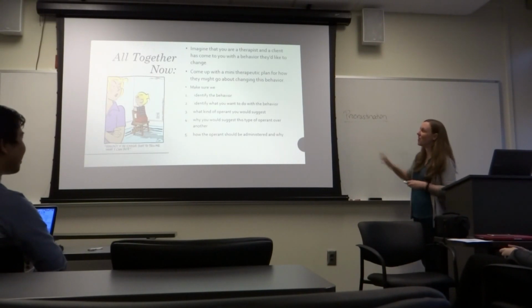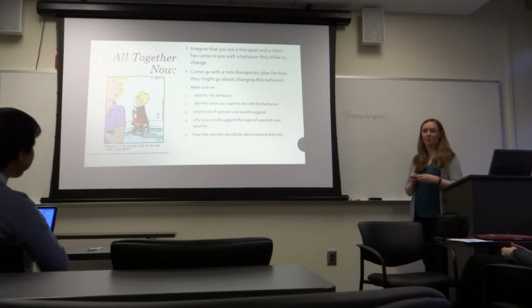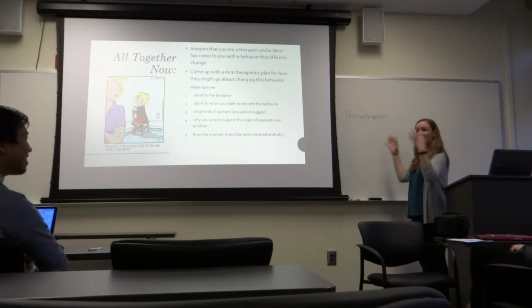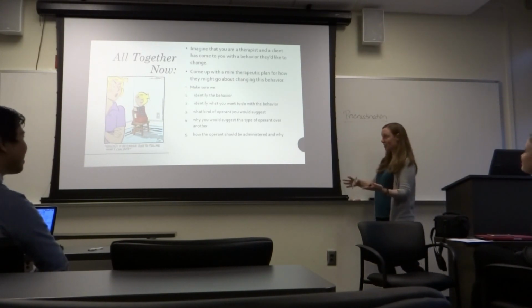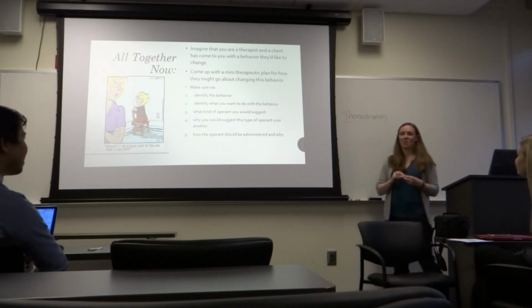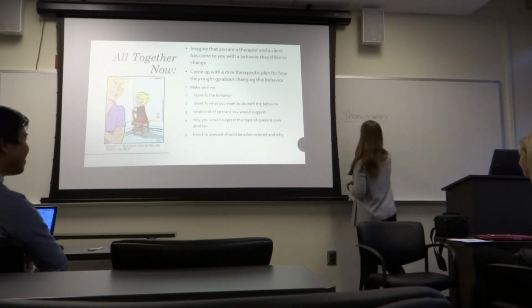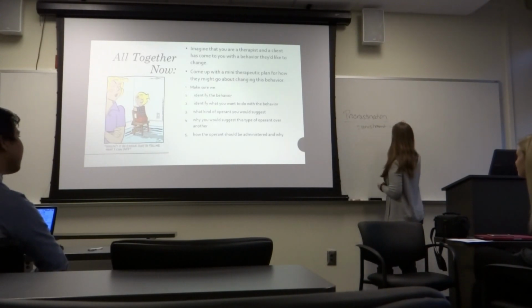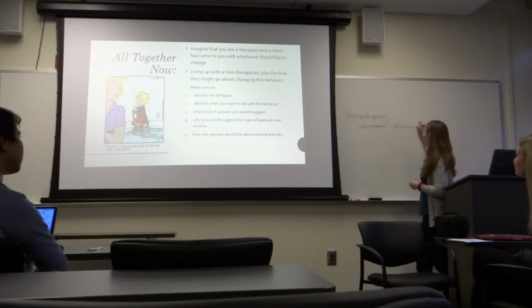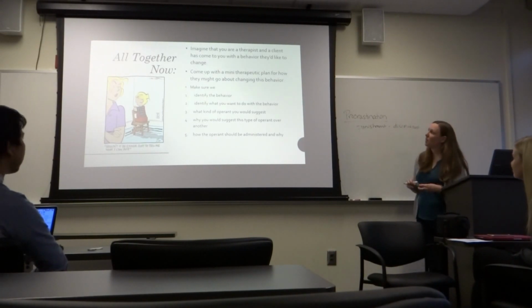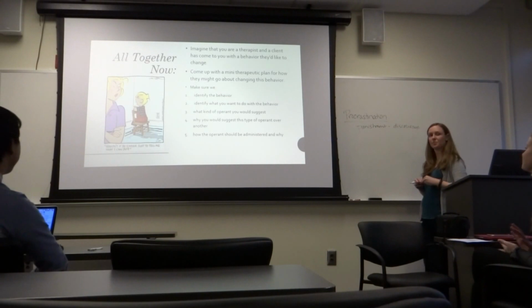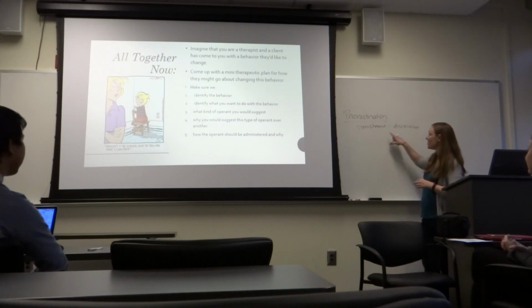Okay, so we've identified our behavior. What do we want to do with the behavior? Stop it. So we want to suppress it. So we want to discourage it. So we're going to use reinforcement or punishment? Punishment. Because we want to discourage it. Okay, so we want to get rid of it or to suppress it. So what kind of operant would you suggest? We know we want to do a punishment.